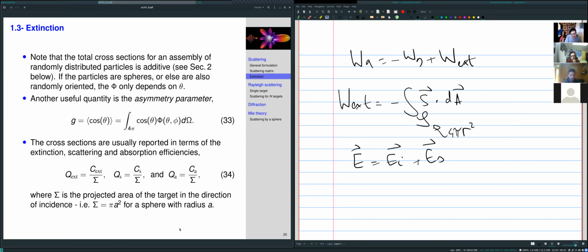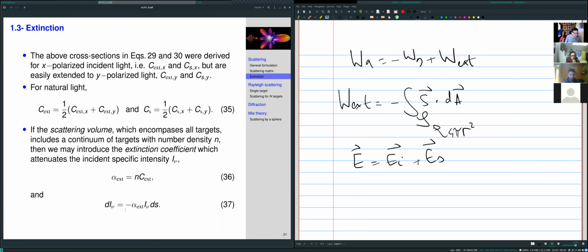And then we defined a couple of useful parameters: the asymmetry parameter, and the Q, which is the ratio of the total cross section relative to the geometrical cross section, that of a sphere of radius A, if the obstacle has radius A. All the previous stuff is about linearly polarized radiation. This can be extended to natural light.